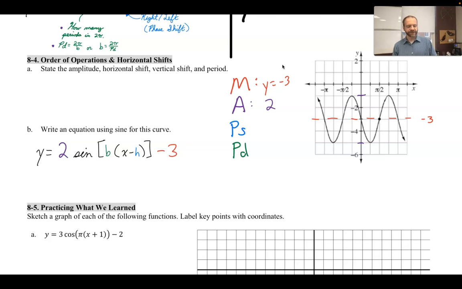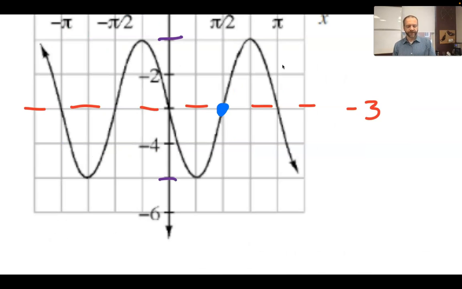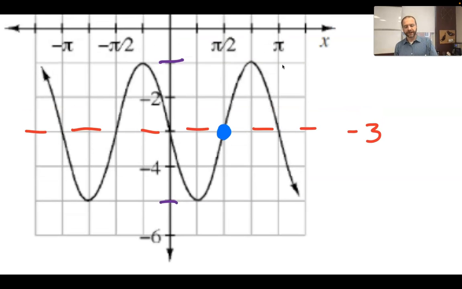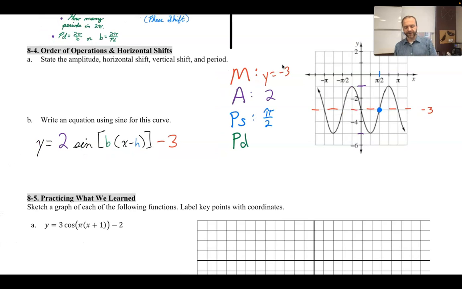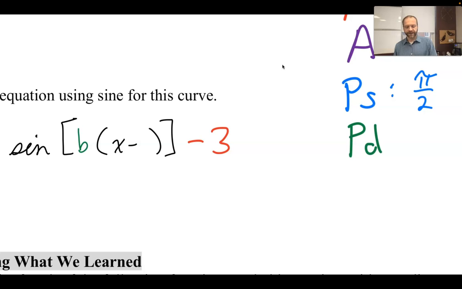Phase shift. Now, it is giving us this point. It wants us to make this the starting point of our graph. So my phase shift is that it's starting at pi halves. So my phase shift is pi halves. I don't need to say it's to the right or left. If I say it's pi halves, it's positive, so I know it's going to the right. So I have x minus the phase shift, x minus my h, so x minus pi halves.